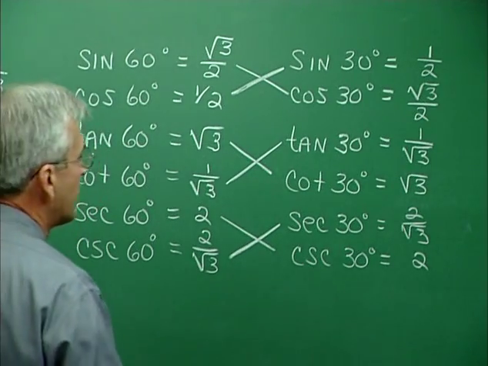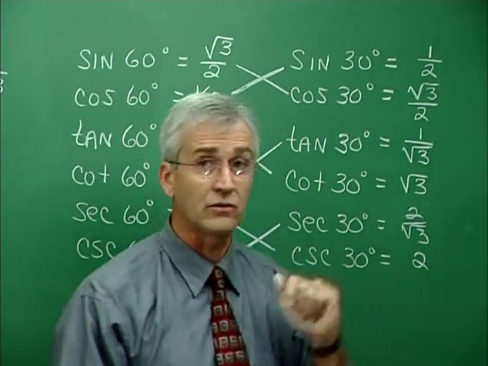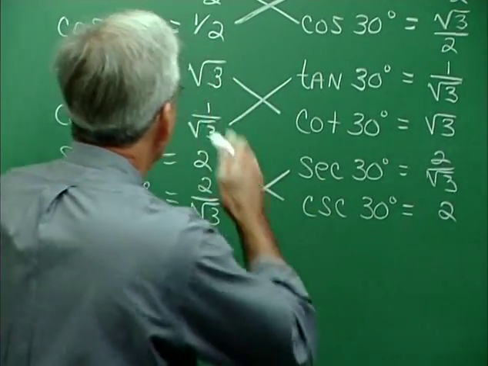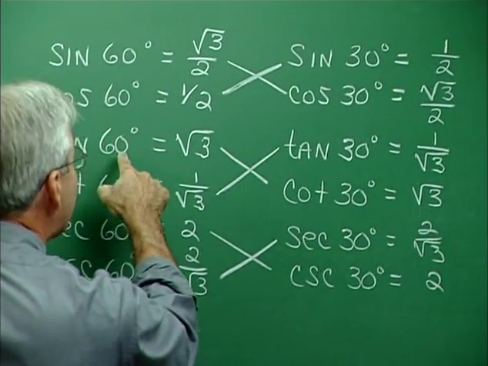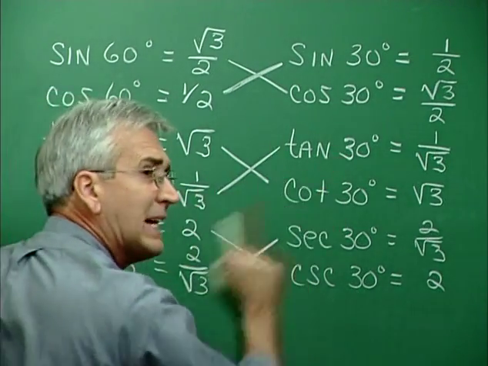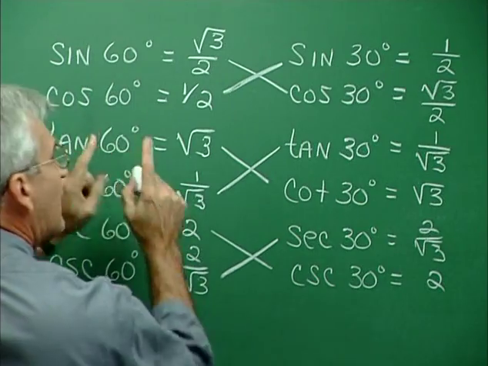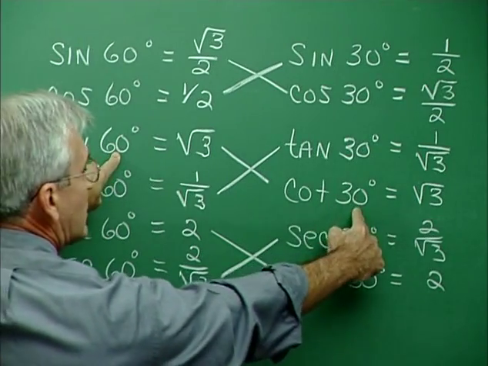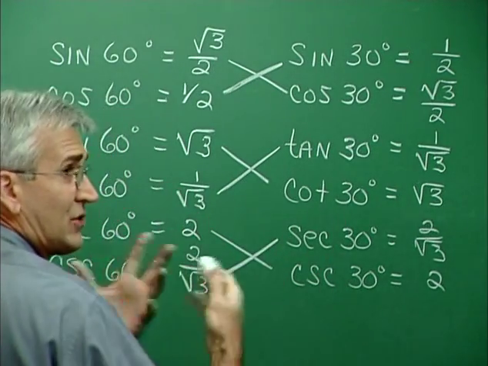It seems to be the case that because 60-degree angles and 30-degree angles are complements of one another, a trig ratio applied to a certain angle is equal to the cofunction of its complement. Now that's a mouthful of math, isn't it? The cofunction of its complement. The cofunction of tangent is cotangent, and the complement of 60 degrees is 30 degrees, and these are equal to one another.